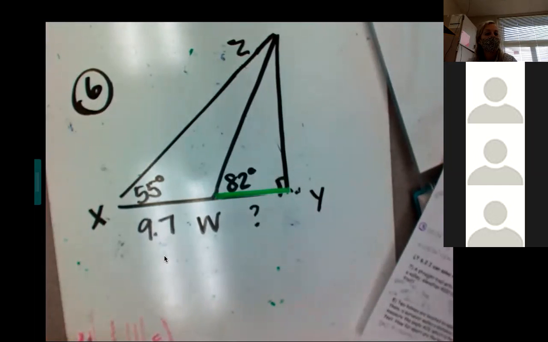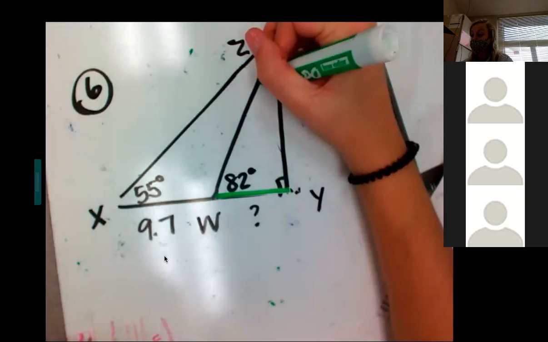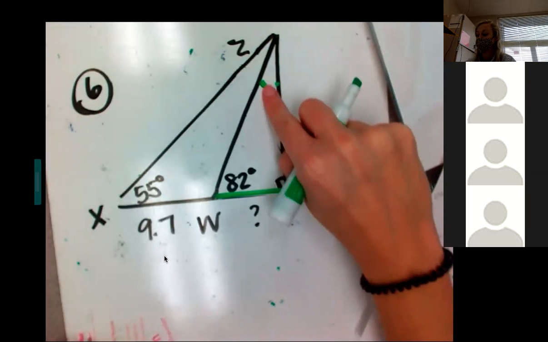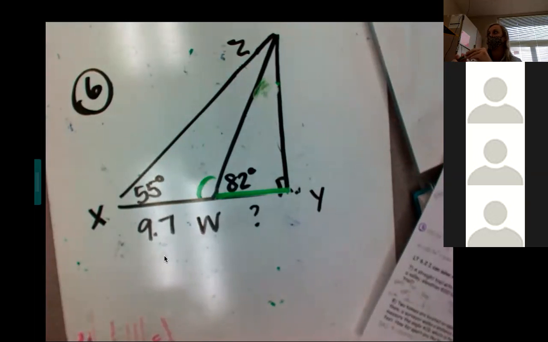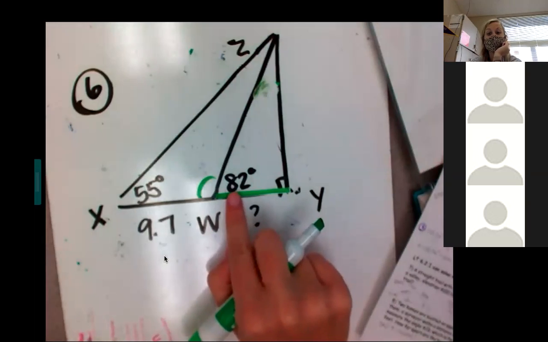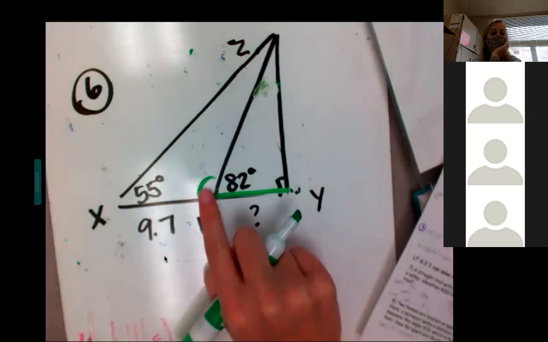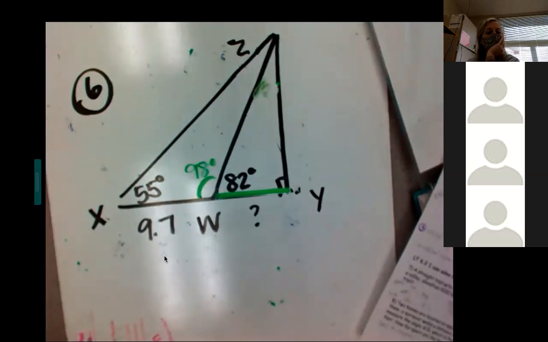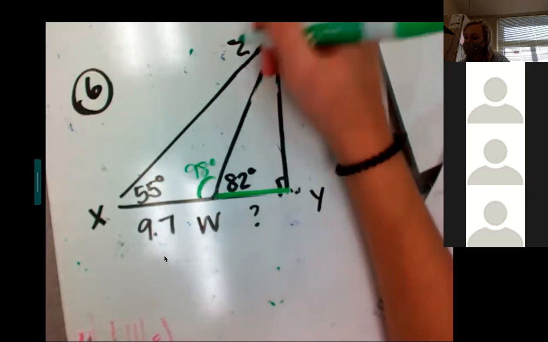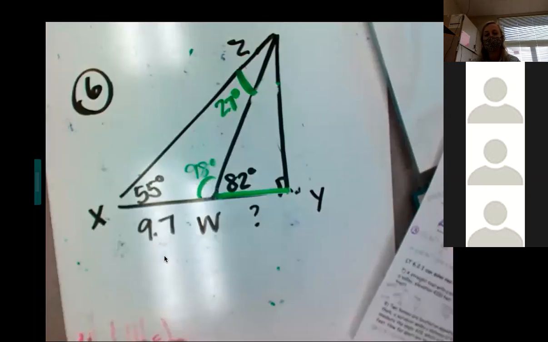Any ideas on how we can get started? What'd you do, Kendall? Josh, you want to go? Let's let Josh go for extra credit. Good. So Josh said he did 180 minus 82 and got this base angle. So what'd you get for this one, Josh? 98. And then why did you do that? Where'd you go next? Perfect. So he did that so he could find this top angle right here of 27 degrees.